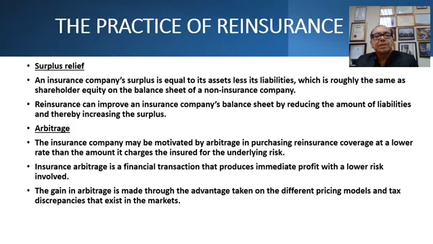So, okay, let's see what is here. Surplus relief. An insurance company's surplus is equal to assets minus liabilities, which is roughly the same as shareholder equity in the balance sheet of a non-insurance company. That's simple. A surplus means after minusing everything, you have extra money. So what do you want to do? Reinsurance can improve the insurance company's balance sheet by reducing the amount of liabilities and thereby increasing the surplus.